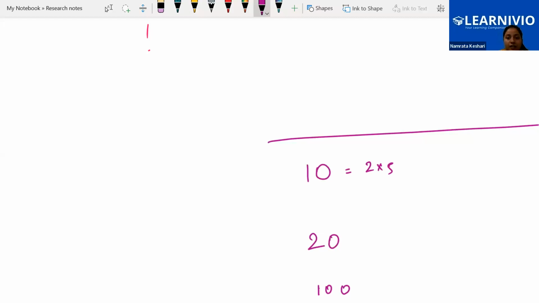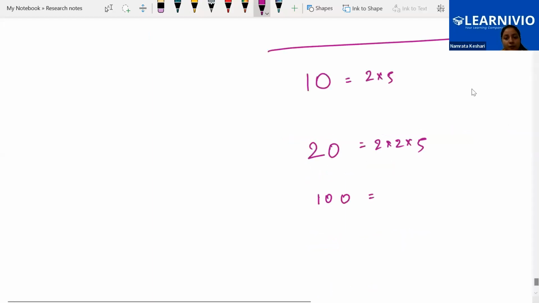If we factorize this 20, what are we going to get? 2 into 2 into 5. If we factorize this 100, what are we going to get?